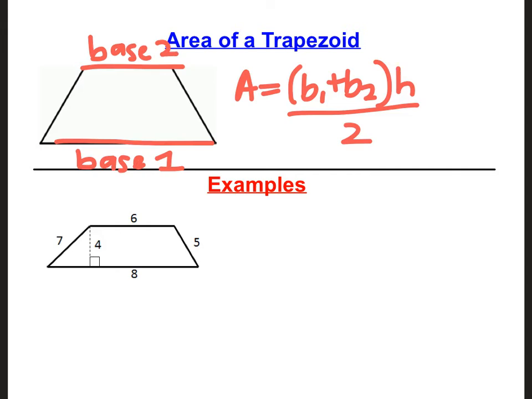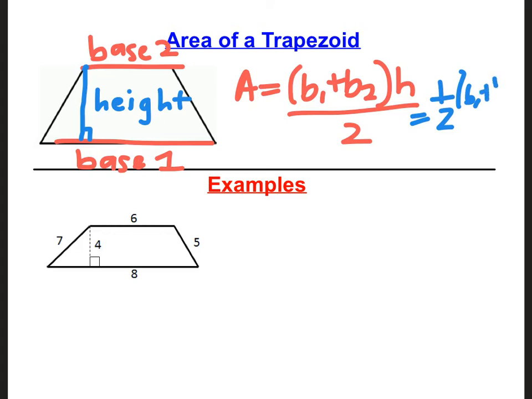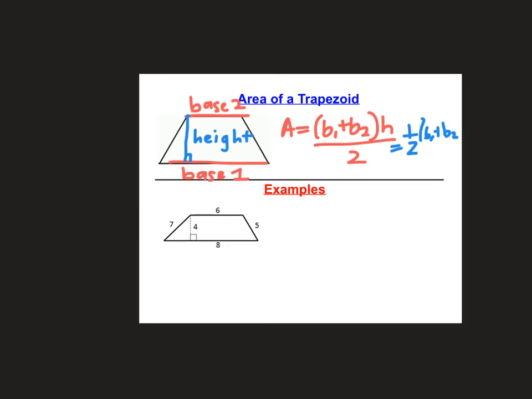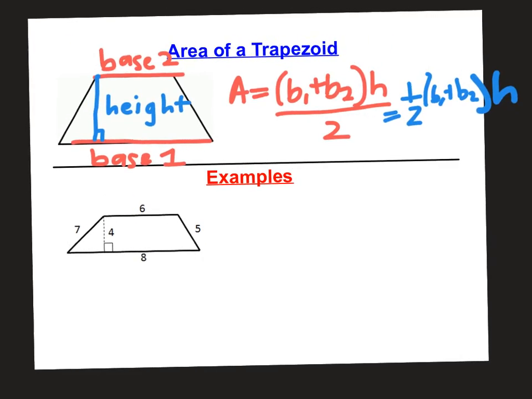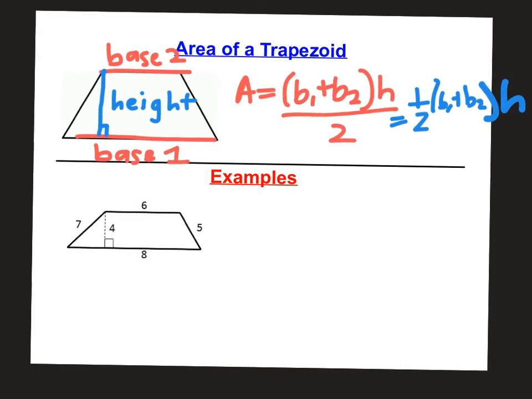And again, as we saw with our triangles and our parallelograms and our rectangles, the height is going to be a perpendicular line that's in the middle. It could also be outside, but this one's going to be your height. Again, we're going to plug this all into the formula. Kind of like with your triangles, you could write this as 1/2 B1 plus B2 times H. Again, I always do the big fraction thing, but it is totally up to you. All right, we're going to go ahead and do that example below.